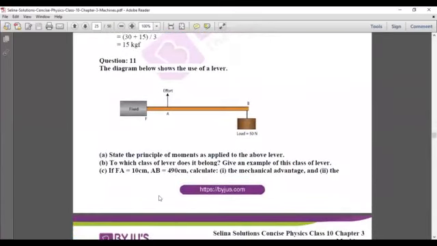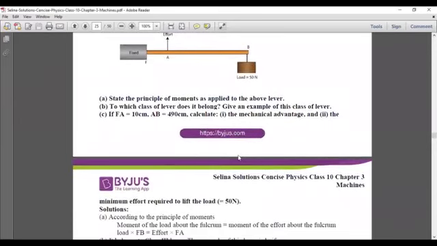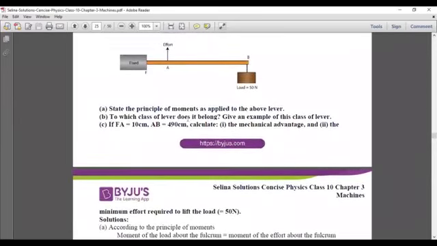The diagram below shows the use of a lever. It is fulcrum, it is effort, and it is load. So this is a class 3 lever. State the principle of moments as applied to the above lever.